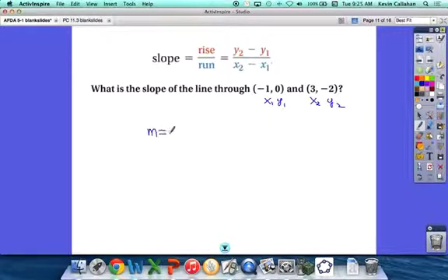M for slope equals, the y2 is -2, the y1 is 0. -2 minus 0. Right? 3 minus -1. Right? Simplify. -2 minus 0. What is 3 minus -1? It's like 3 plus 1, which is 4. Okay, can you simplify that? It is -1/2.